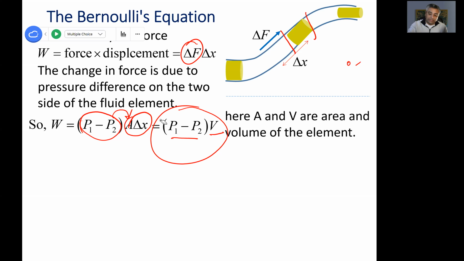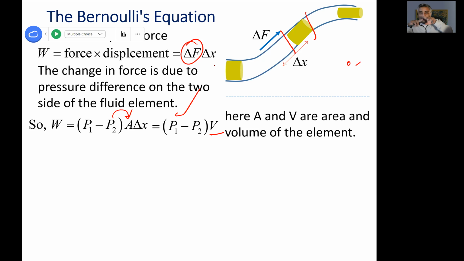Okay, so this is going to be the work done. The product of pressure change and volume gives you the work done. So there is pressure in this equation, but what we want is speed in the equation as well. So how do we bring speed into this equation?